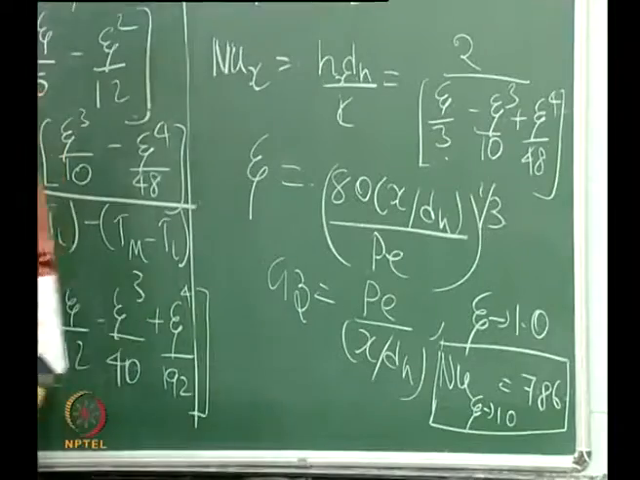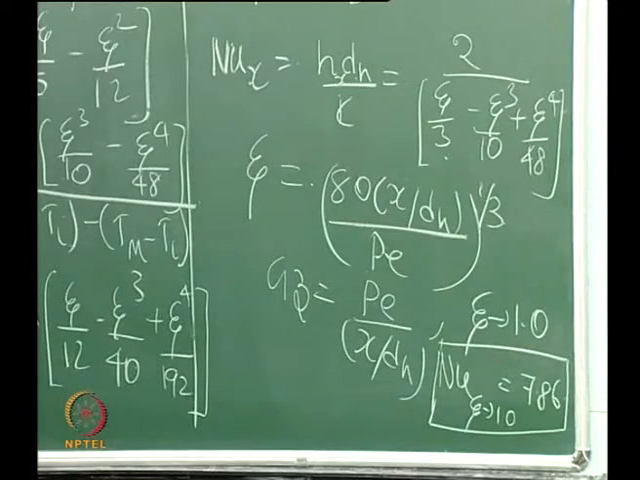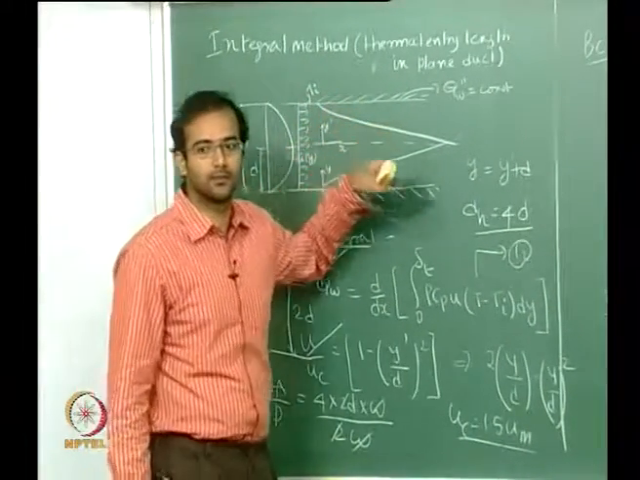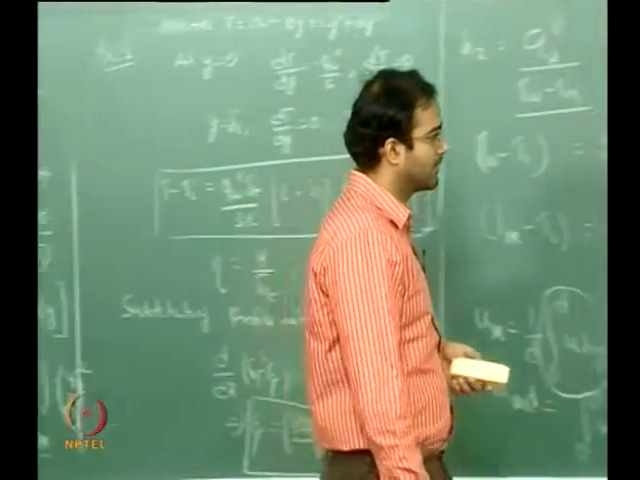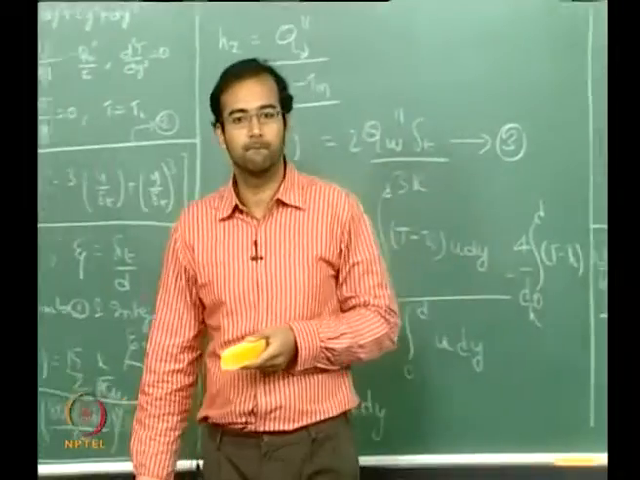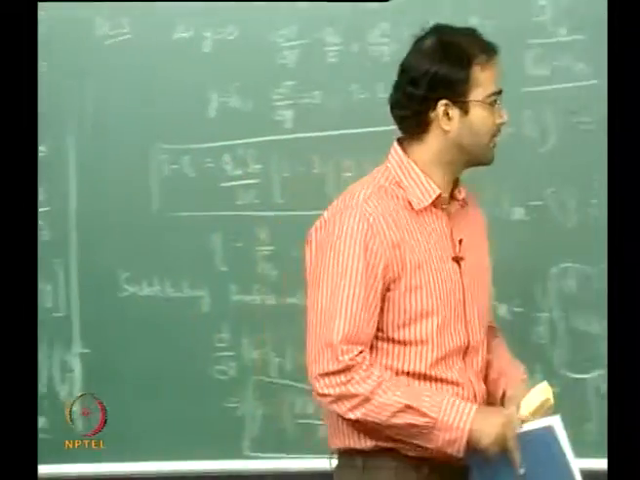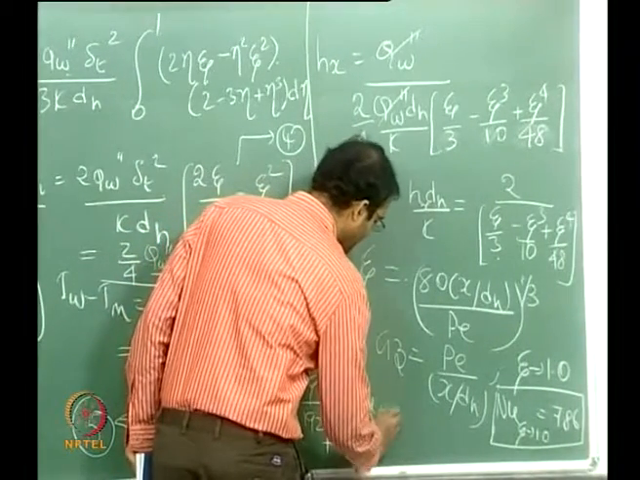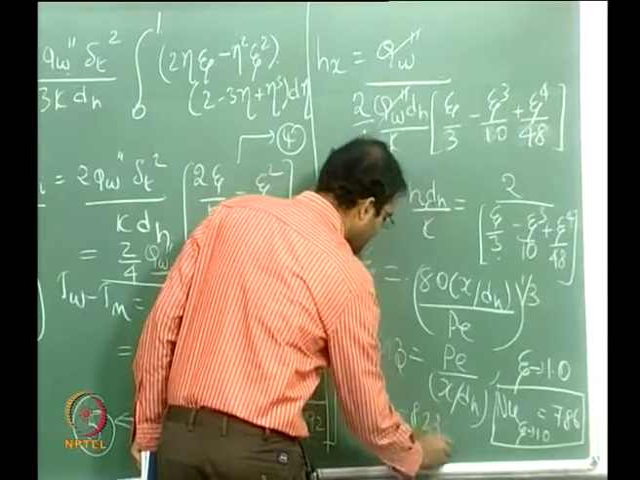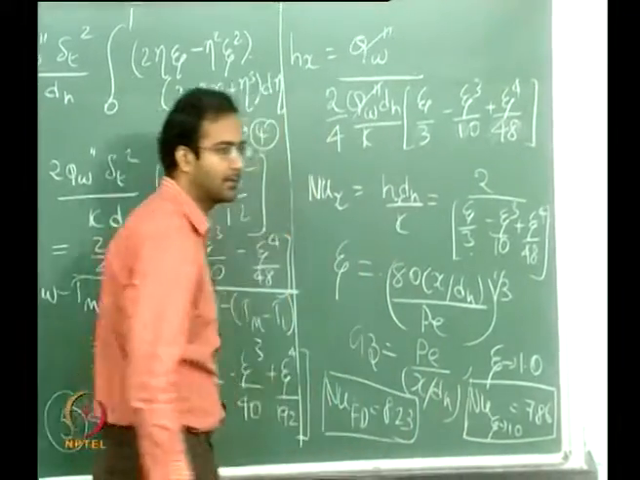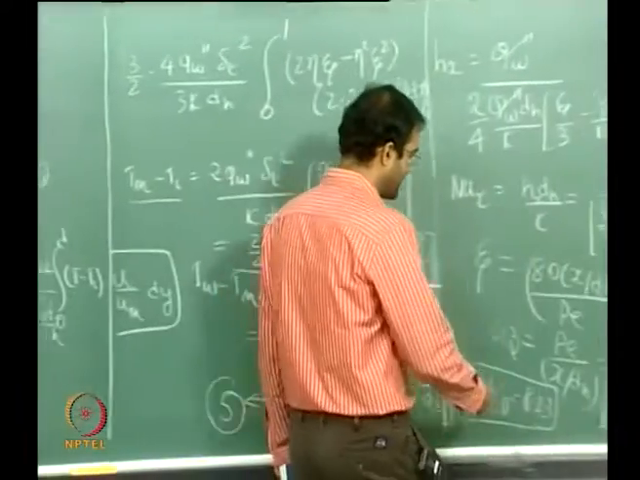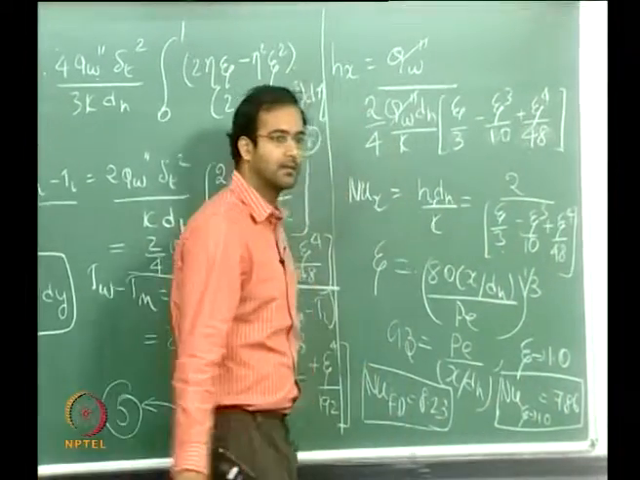Now I think in the last class I gave you a table for flow past channel, and what is the value if you apply a constant heat flux in the fully developed region? 8.23. So that is the actual analytical solution. So compare that with what you are getting from the approximate method. So it is not leading to the correct solution. There is quite a bit of an error between these two values.